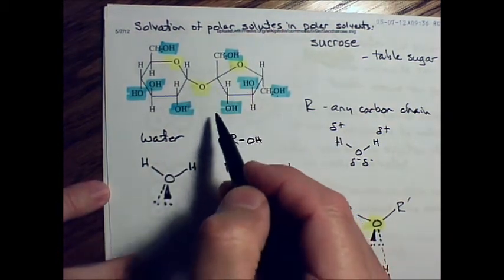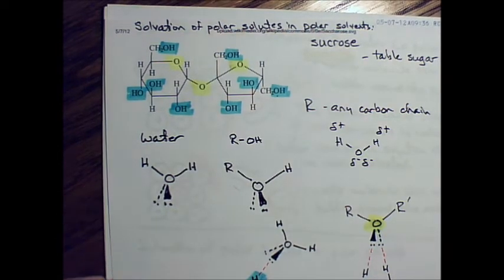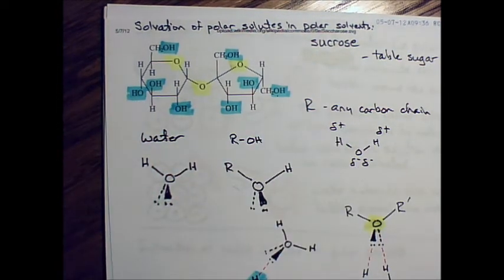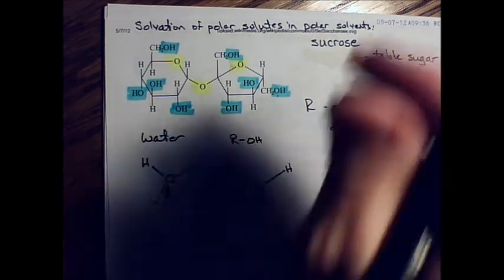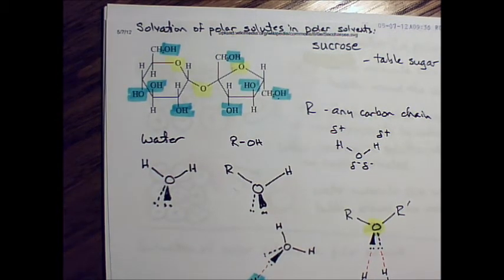And so we've got 24 of these, and then 6 more here. That's 30 different places for water to grab hold of that sucrose molecule and pull it out of a crystal and into solution. Much the same way that we talked about earlier, that ionic compounds get pulled out of the crystal formation and into solution. But it's a different process. It's not an ionic attraction to polar molecules. It's polar to polar. Okay?